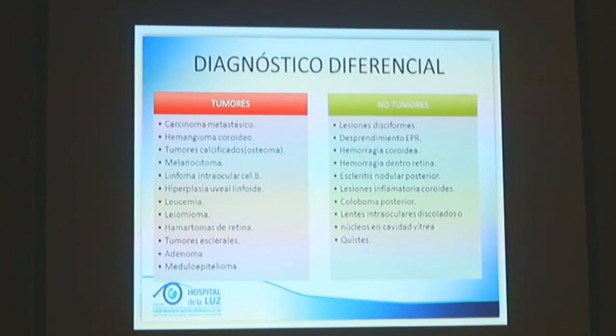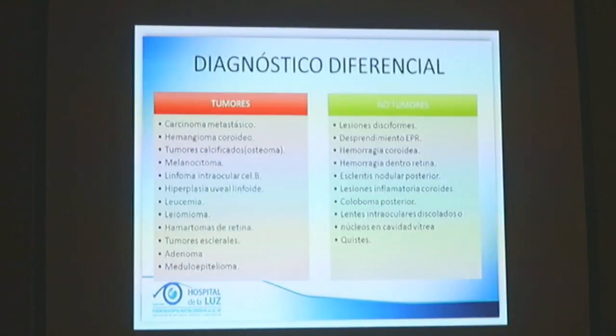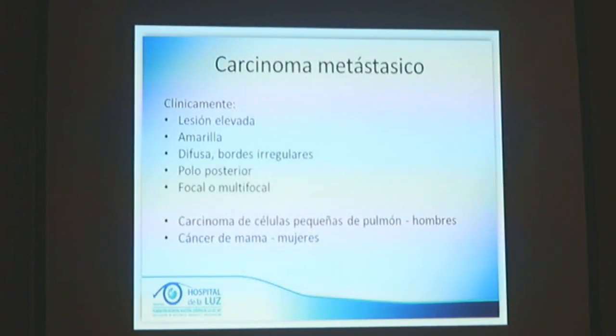Podemos tener en el melanocitoma reflectividades igual altas iniciales, pero prácticamente la tumoración en su cuerpo o en su interior sigue siendo de reflectividad alta. Entonces, este es un diagnóstico muy importante de diferenciación en cuanto a un melanoma y un melanocitoma. El segundo es el carcinoma metastásico.